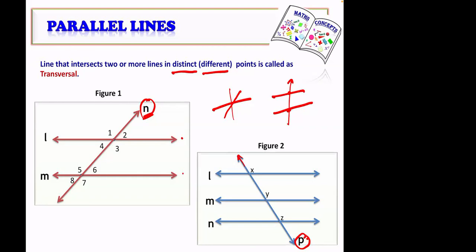Soham, can you tell me vertically opposite angles? Yes, the vertically opposite angles are angle 1 and angle 3. Okay, good. Shriya, can you tell me another pair of vertically opposite angles? Yes, ma'am. 5 and 7.